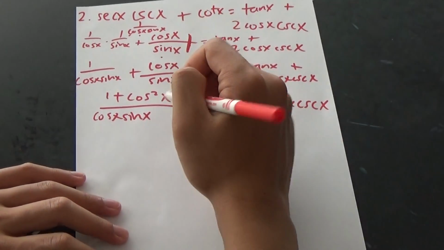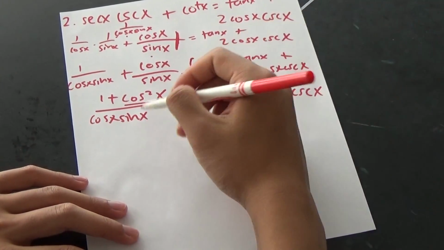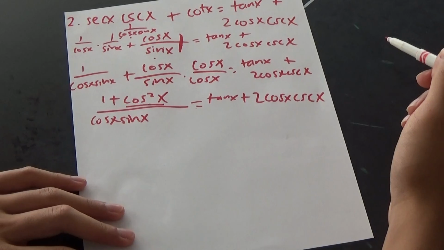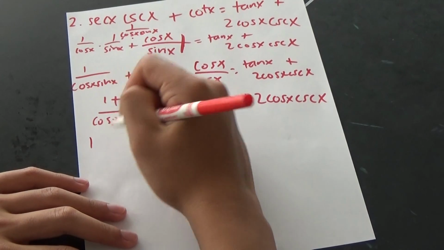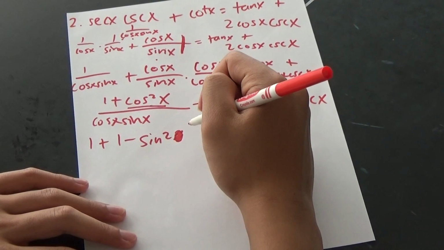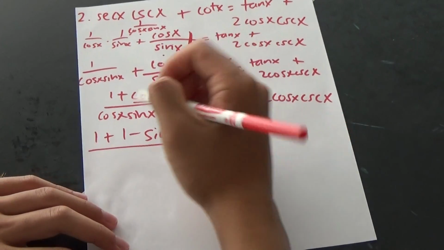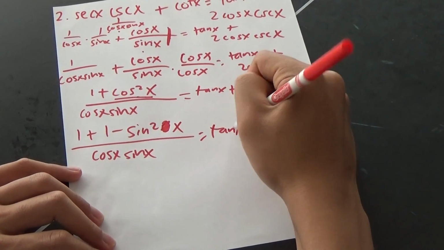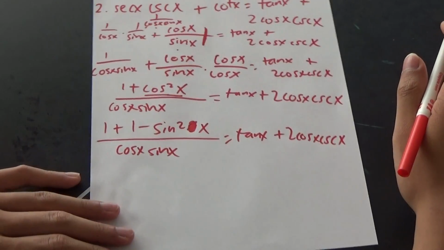But anyway, what I'm gonna do is change the cosine squared x to 1 minus sine squared x using the identity sine squared plus cosine squared equals 1. Remember that? Of course you do. Good. So, what that becomes is 1 plus 1 minus sine squared. Oh, whoops, I wrote theta that time. Sine squared x all over cosine x sine x. And that equals, of course, tan x plus 2 cosine x cosecant x. Alright?